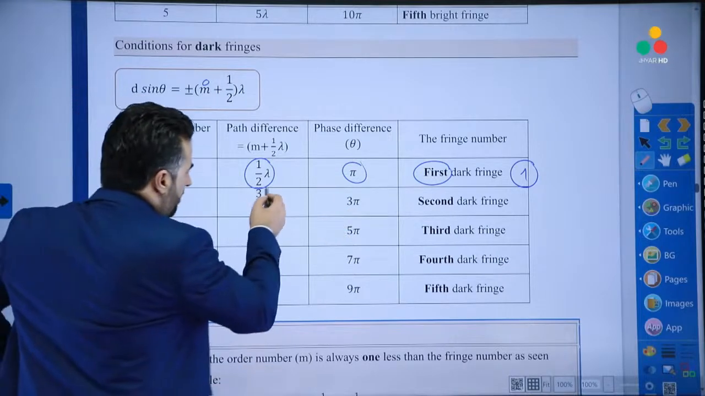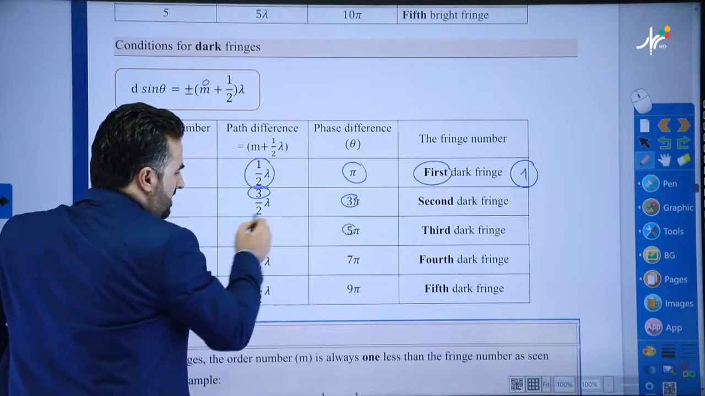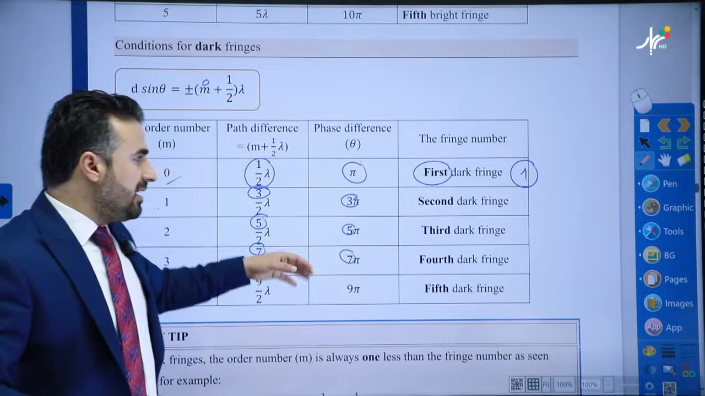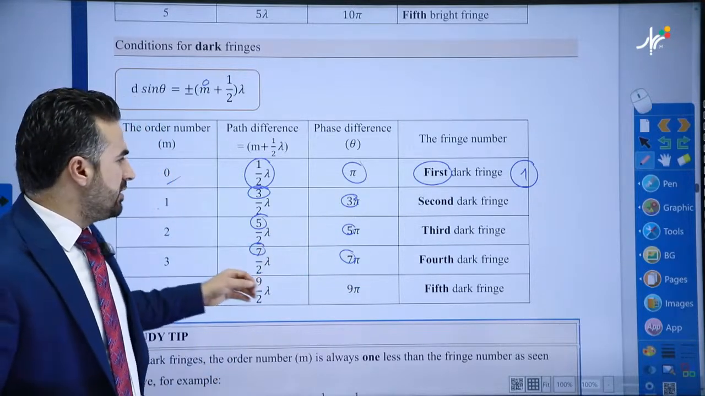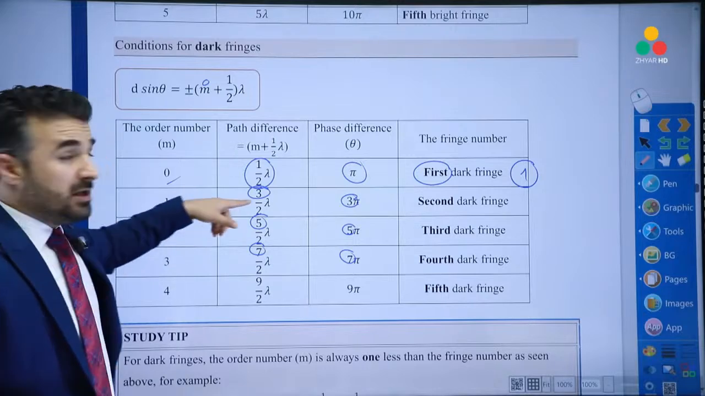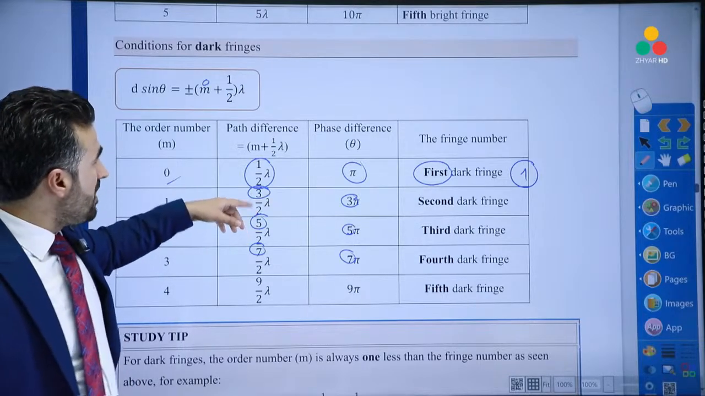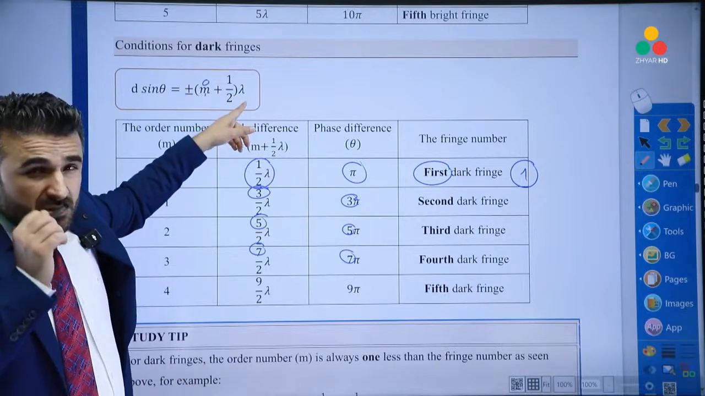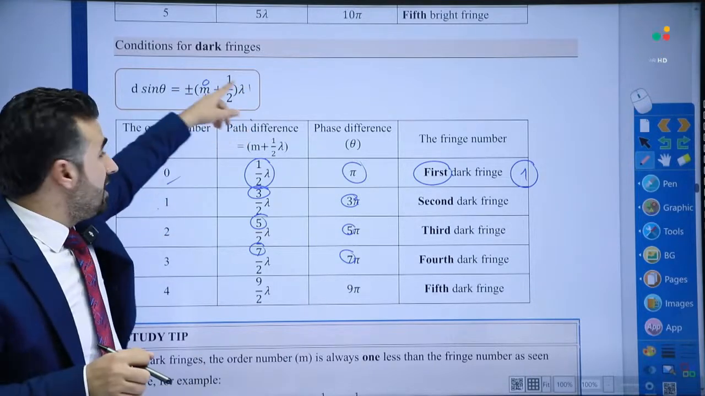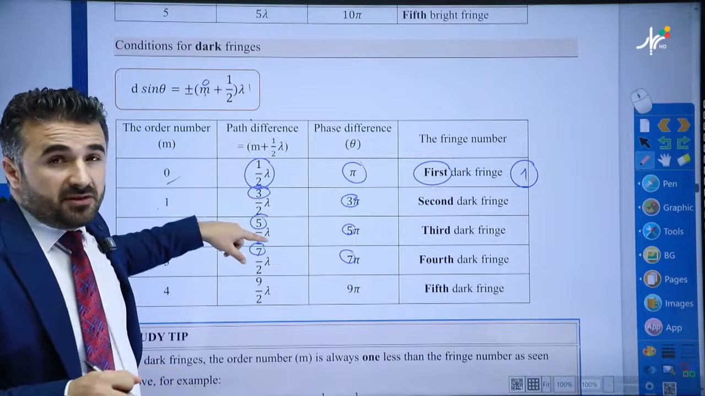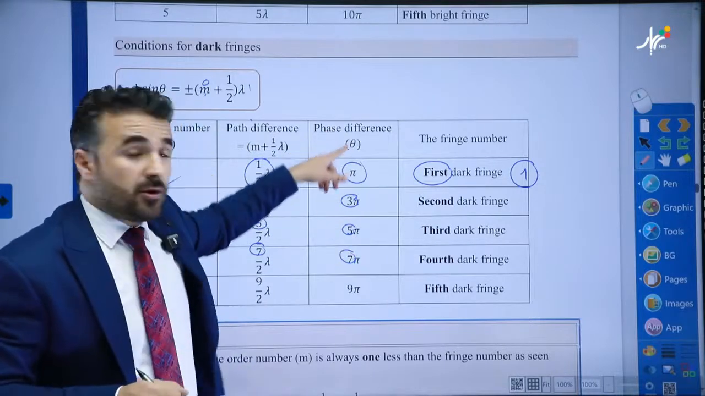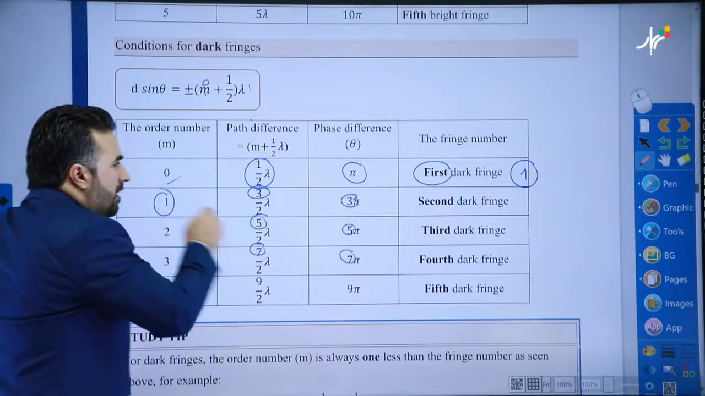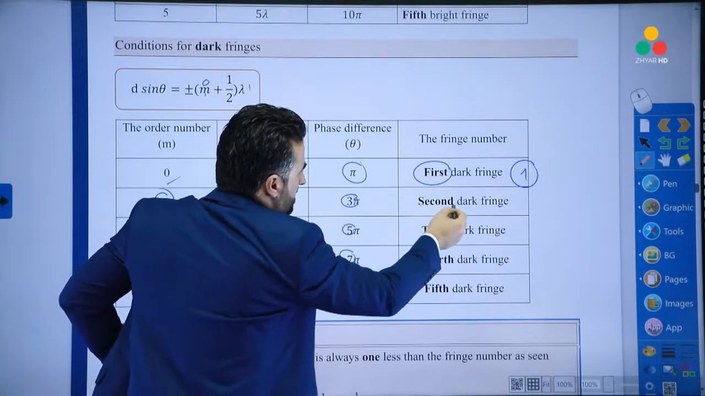By the way, you could just see 3 over 2, 3 pi; 5 pi, that is 5 over 2; 7 pi, 7 over 2. So you can see those. Hopefully that helps you to see the connection between all this. So if m is 1, we get 3 over 2. You could just use 1 here, and then that is going to be 1 times 2 plus 1, that is 3 over 2, lambda. That is the path difference. For the phase difference, we said it is going to be 3 pi. If it is 3 pi, then remember, m is 1, while the fringe number is going to be the second.